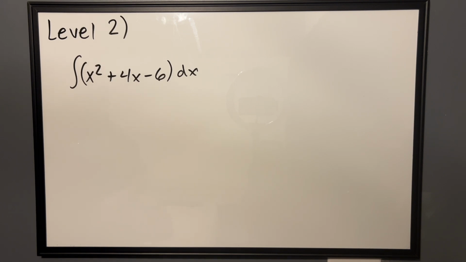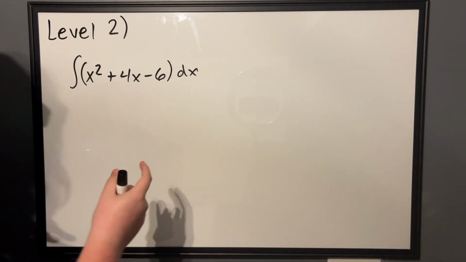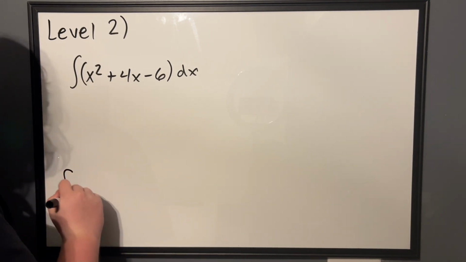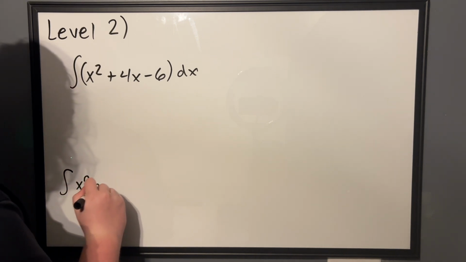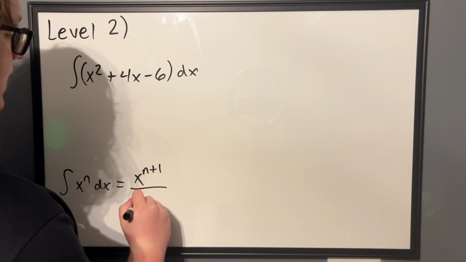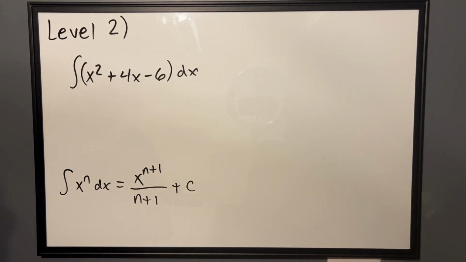Okay, so for level 2, we're going to integrate x squared plus 4x minus 6. Now this one, again, is not too hard, but I want to remind you of the property we're going to use here. We're going to use the power rule. So the power rule says the integral of x to the n dx is equal to x to the n plus 1 over n plus 1 plus c. So we're able to do that for all of these terms here.